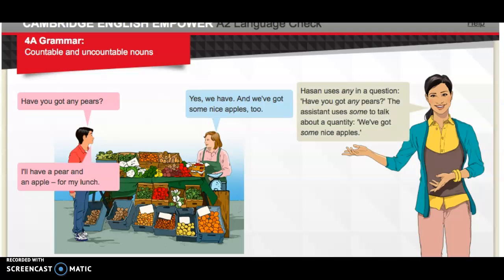Hassan uses any in a question. Have you got any pears? The assistant uses some to talk about a quantity. We've got some nice apples. Hassan wants 1 pear and 1 apple. He says, I'll have a pear and an apple.